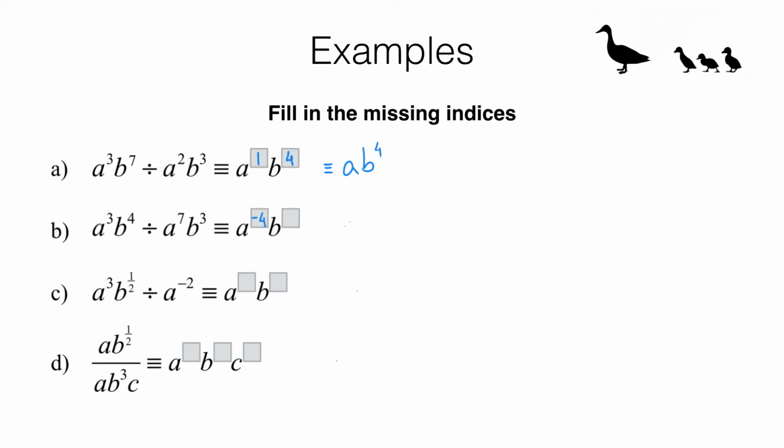B to the power of 4 divided by b to the power of 3 is going to be b to the power of 4 minus 3, which is 1. So we've filled in the missing indices. Now, normally, again, we wouldn't necessarily write b to the power of 1. We would just write that as b. So a to the negative 4 b to the power of 1 could be written more simply as a to the negative 4 b, or b over a to the power of 4.